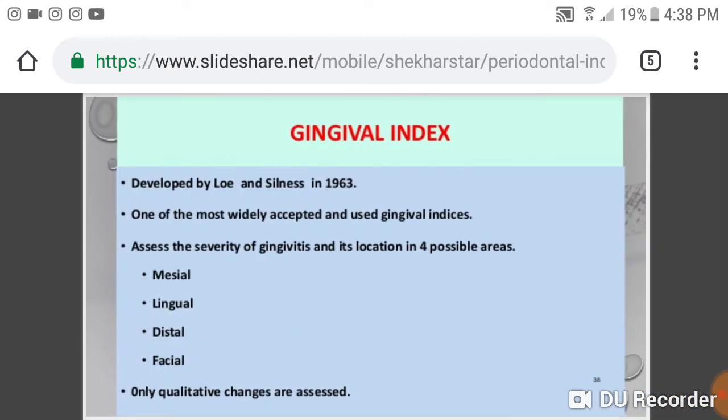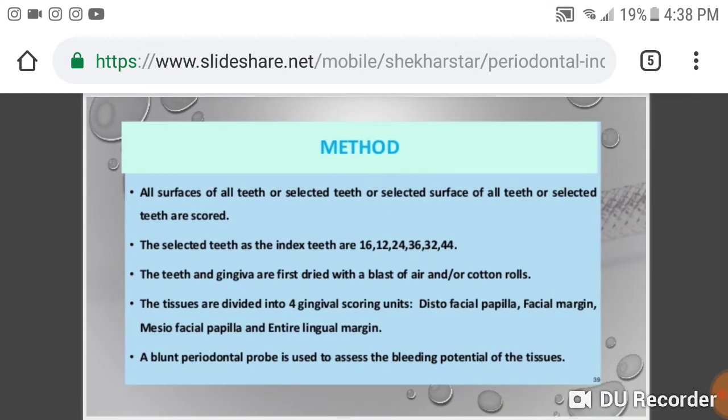The gingival index, developed by Loe and Silness in 1963, is one of the most widely accepted and used gingival indices. It assesses the severity of gingivitis and its location in 4 possible areas: the mesial, the lingual, the distal, and the facial. Only facial or buccal, only qualitative changes are assessed.